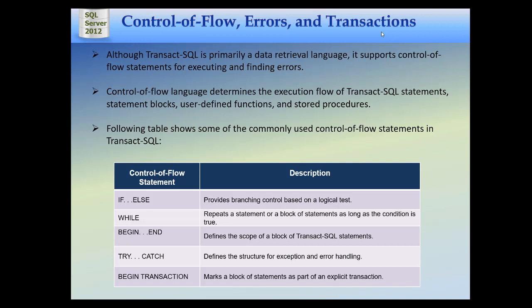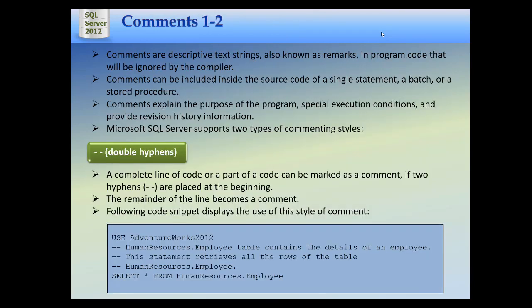Now, when you're doing all this, of course, you will need to write some comments, and basically this is how we go about writing comments. So comments, like you learned earlier on, are descriptive text or strings that denote what some code is doing. We also call them remarks, and they're ignored by the compiler. Comments can be included inside the source code of a single statement, a batch, or a stored procedure. And comments explain the purpose of the program, special execution conditions, and provide revision history.